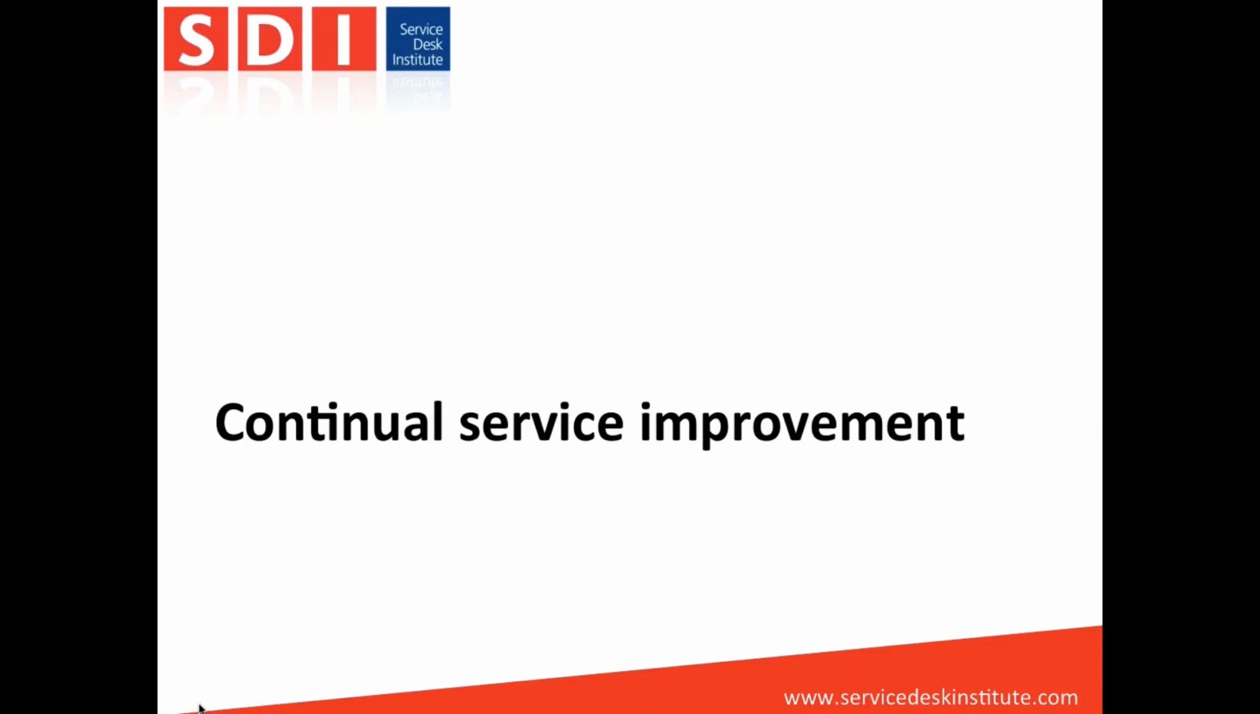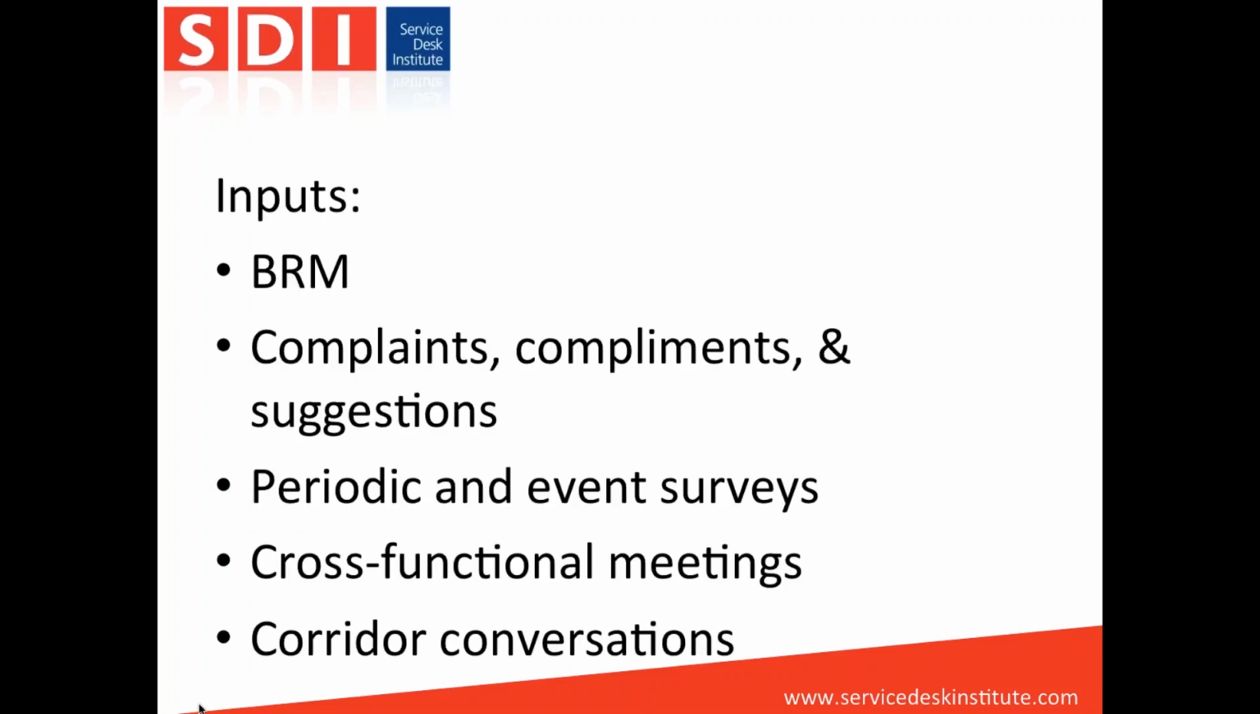So from Red-Nosed Trouser Elves to continual service improvement. What I want to talk about here really is inputs and outputs. Inputs: this information comes to you in very many ways. It comes through formal structured BRM activity. It comes through complaints, compliments, and suggestions. Periodic surveys, so they're the annual surveys or monthly or quarterly surveys that go out. Event surveys are surveys that are triggered by an event, usually the closing of a ticket or a remote connection.